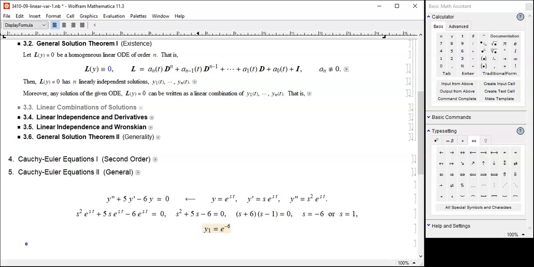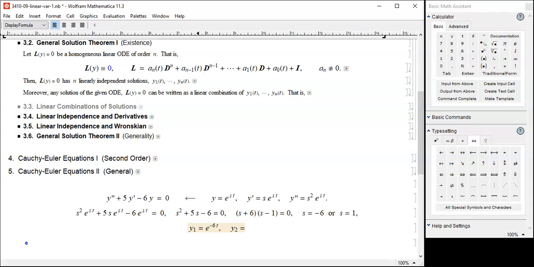Negative 6t. Y2 is e to the 1t. And then the general solution can be written as c1 y1 plus c2 y2. We can do it like this, and that's something we did for constant coefficient linear ODEs. I hope everybody remembers this.